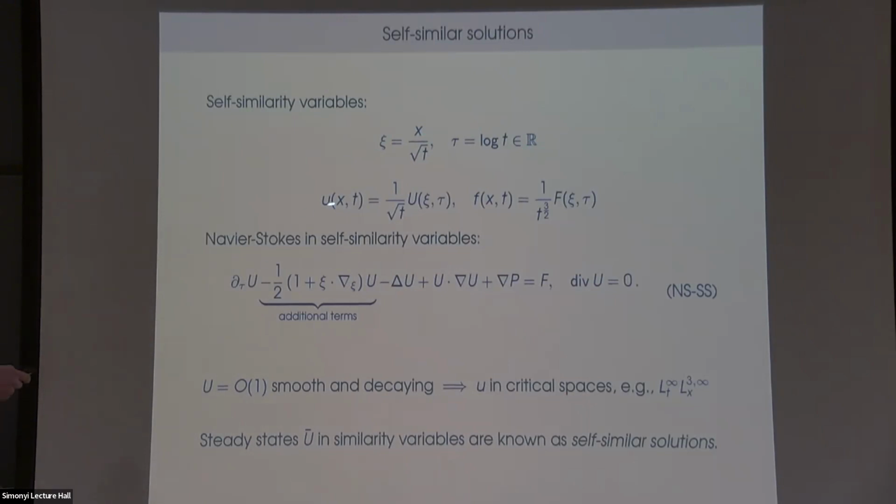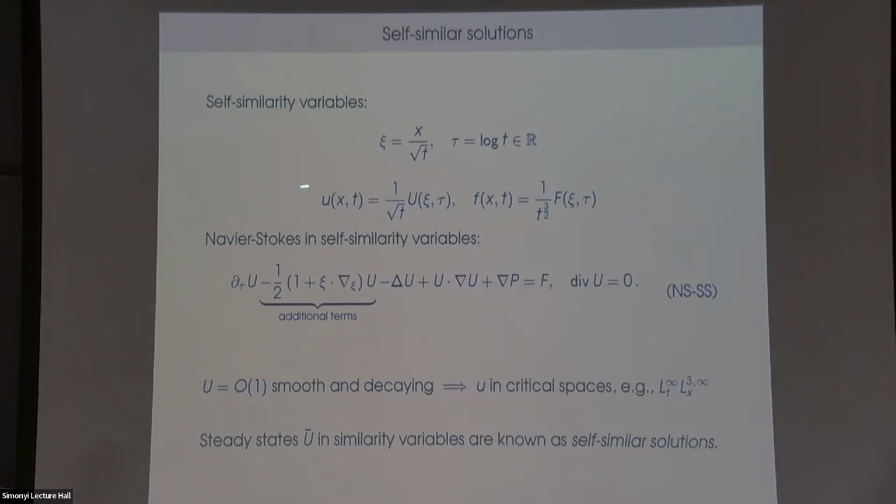I also write my velocity field u as 1 over root t of capital U. Capital U is seen in these new similarity variables as a function of c and tau. Similarly, you write the force as 1 over t to the 3/2 capital F. So these capital letters denote what we call similarity profiles. These are functions that are really best seen in the new variables.